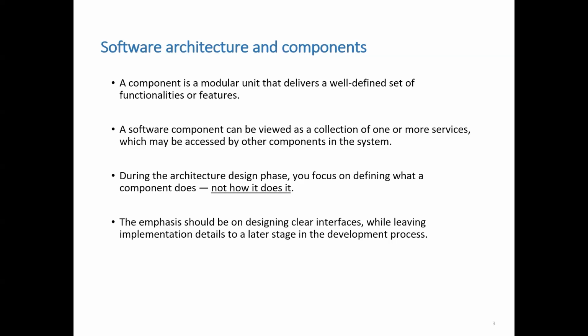Now, here is something important. When you are in the architectural design phase, you don't need to figure out how the component is implemented just yet. Your job at that point is to define the interface. Basically, what that component is expected to do and how other parts of the system will interact with it. The actual coding or implementation of that component comes later. This separation of concerns helps keep your architecture flexible and scalable as the project grows.